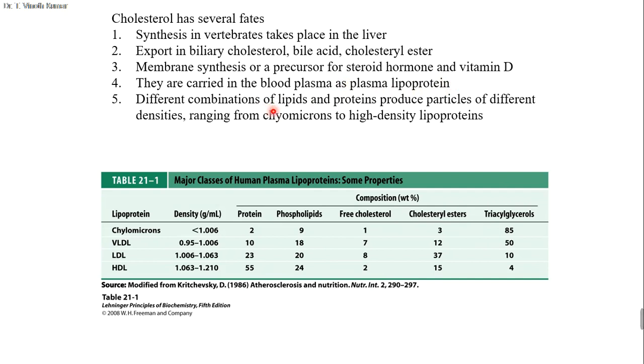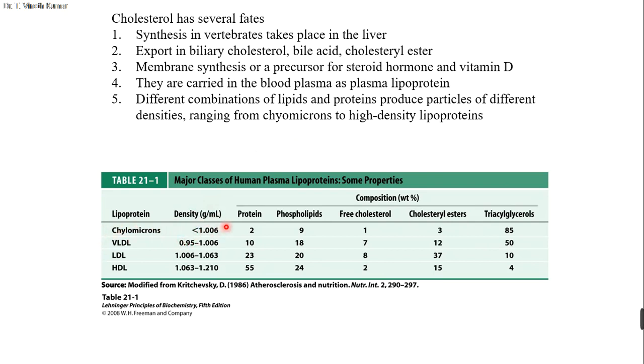Different combinations of lipids and proteins produce particles of different densities, ranging from chylomicrons to high density lipoproteins. So lipoproteins are the combination of lipids and proteins, and they produce particles of different densities. So the size may vary, the density may vary. We can see all four different types. The first one is chylomicron, the biggest one.